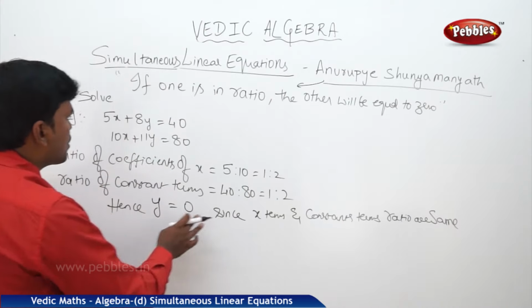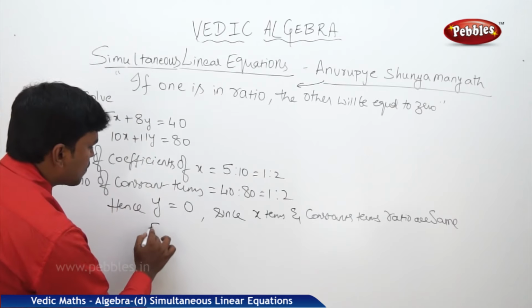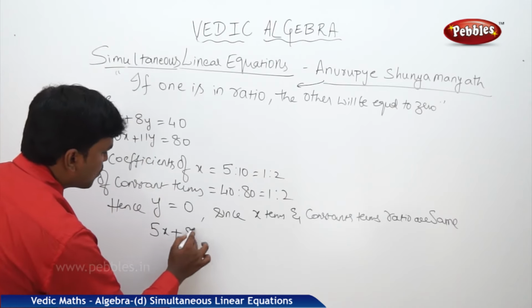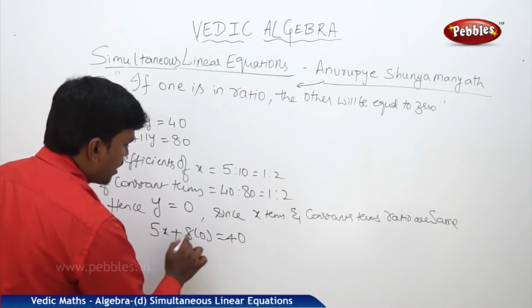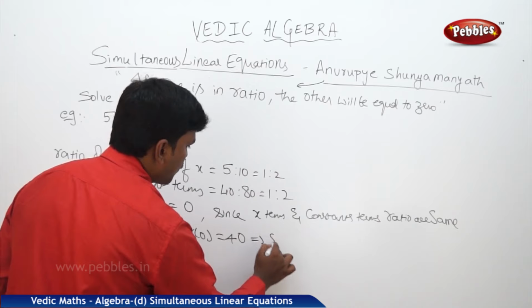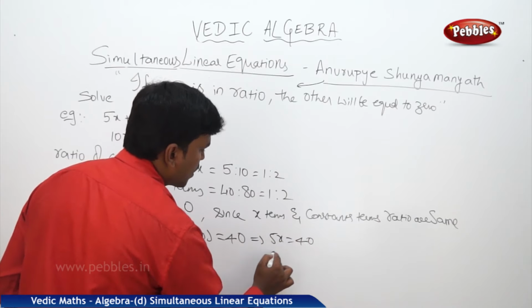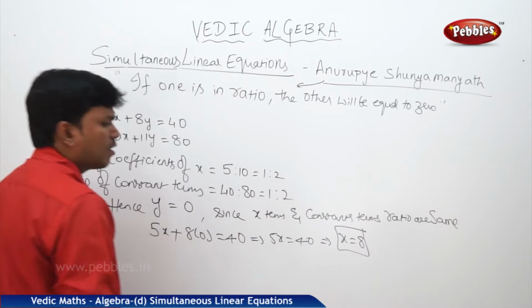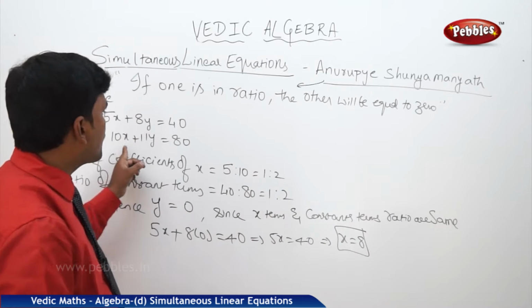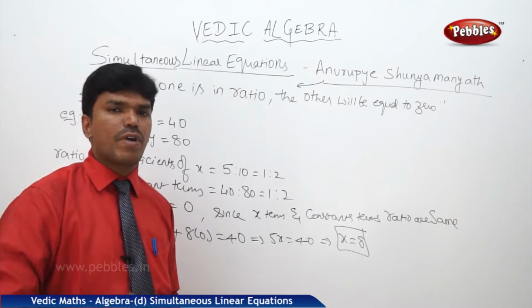If y becomes 0, then what is the x value? 5x plus 8 into 0 equals 40. So how much will you get? 8 into 0 will become 0 only, so 5x equals 40, and finally x equals 8. That is our answer. Even if you substitute in the next equation, we are going to get the same value.